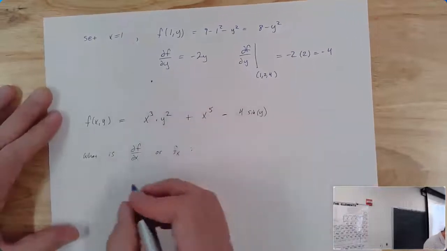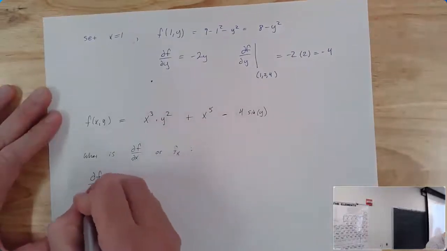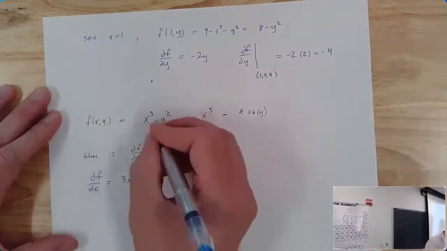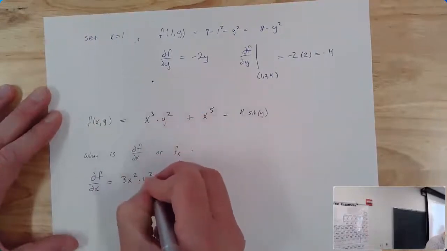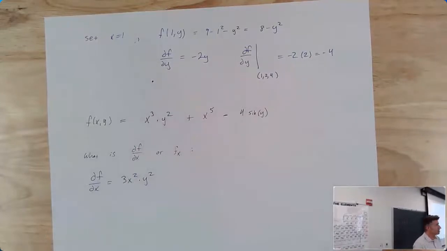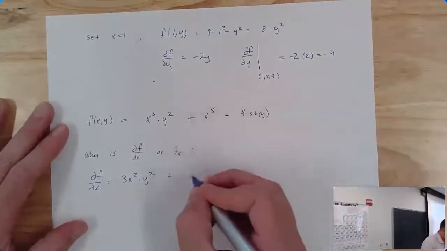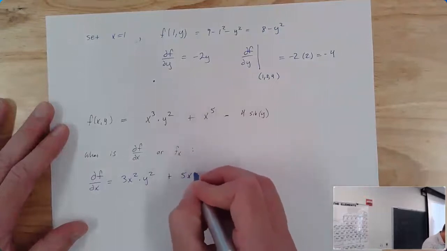So I'm going to take the derivative, and I get del f del x. The derivative of x cubed is 3x squared, and the constant multiple just hangs out, because constant multiples hang out, or you continue to multiply them. Similarly, the derivative of x to the 5th is just 5x to the 4th.